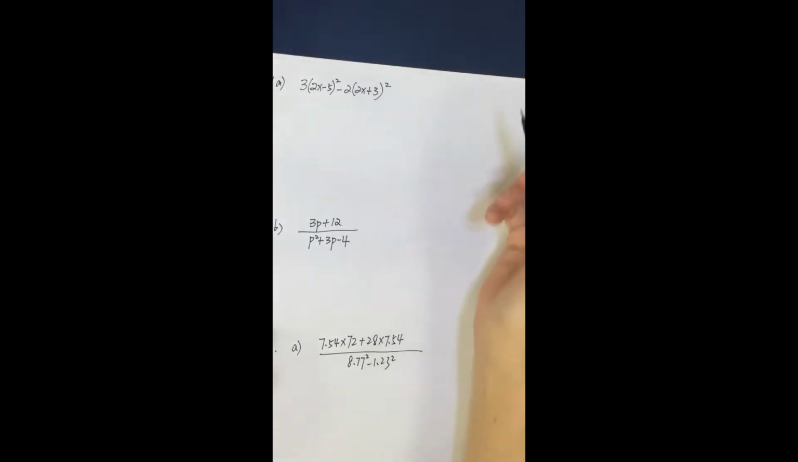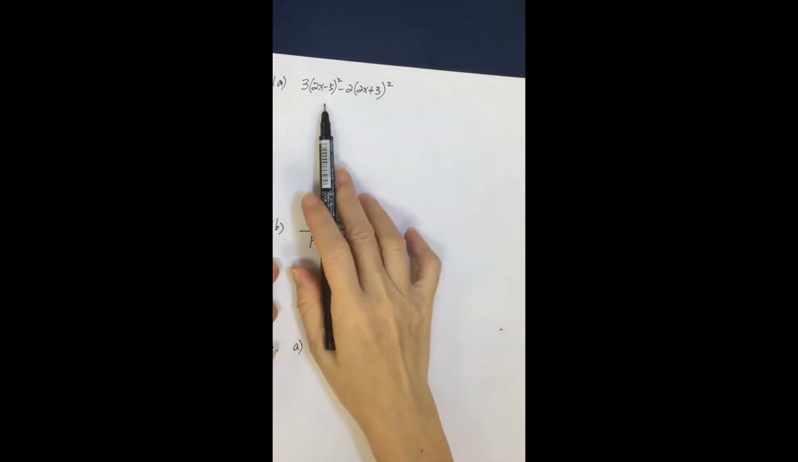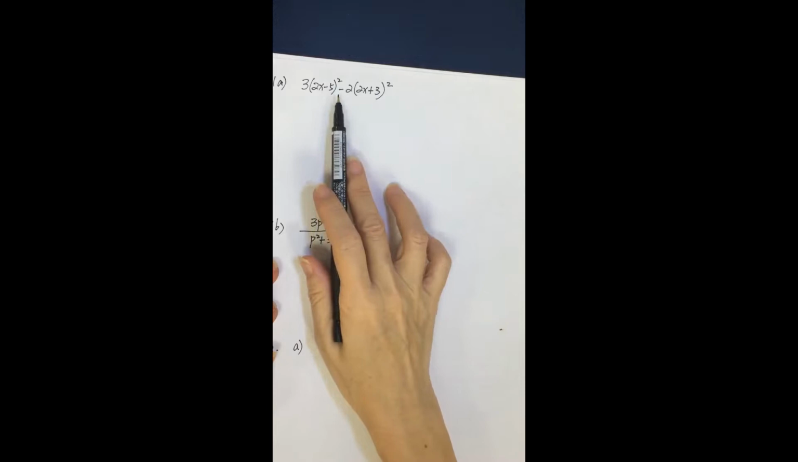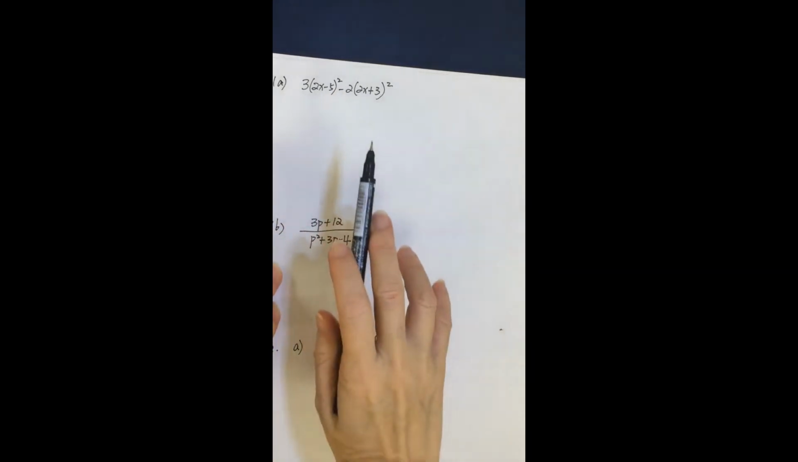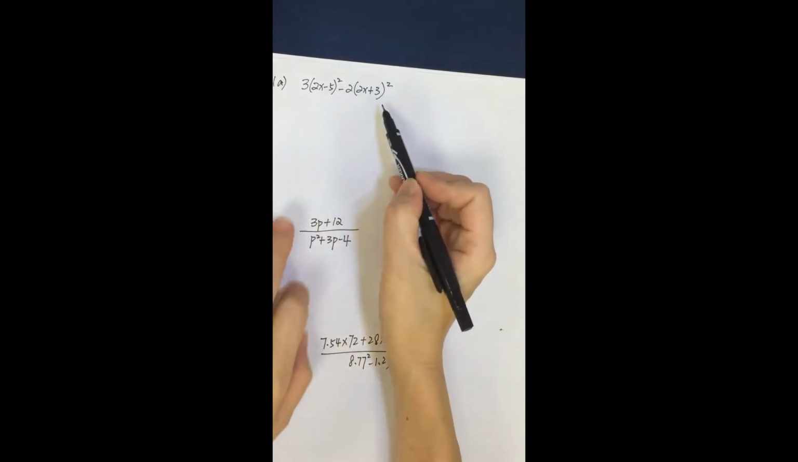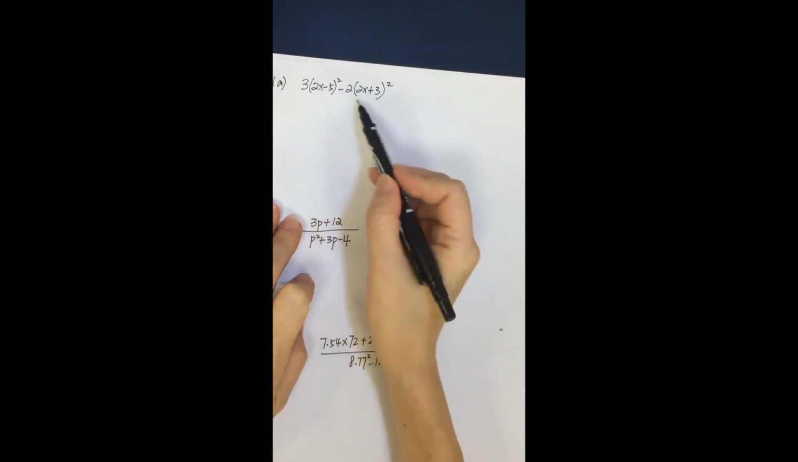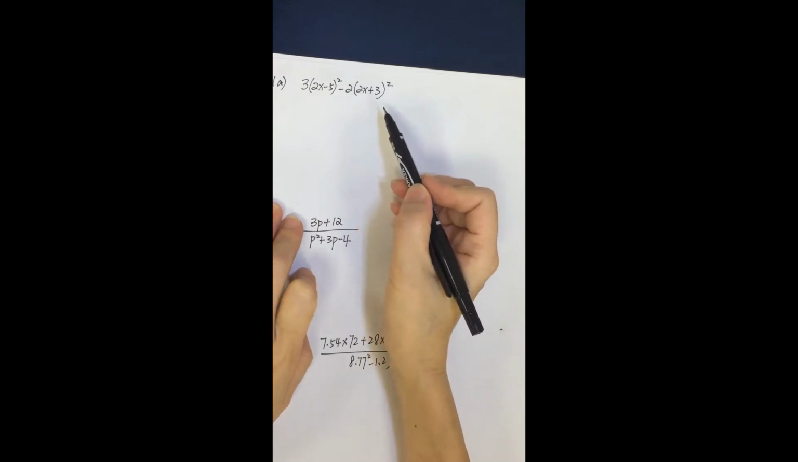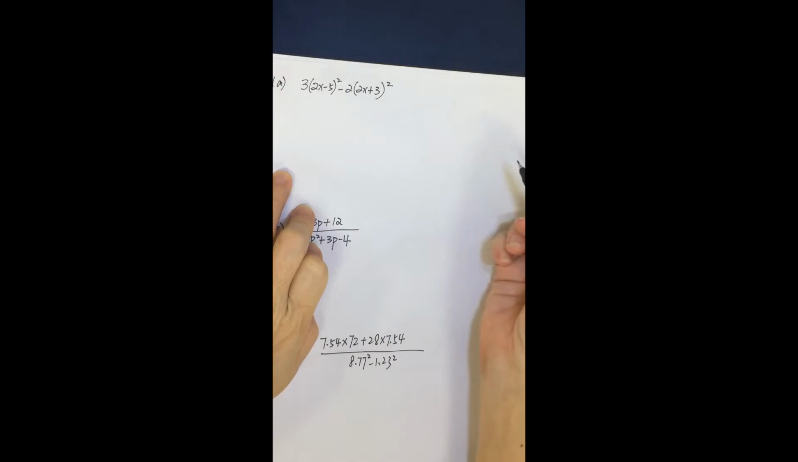For example, this first question, you're asked to simplify the expression. You can see that this one has no fraction, and the first one is actually the square of something, and this one is also the square of something. So if you want to simplify, it means you've got to expand out both of them, and then see the like terms, put them together and so on.